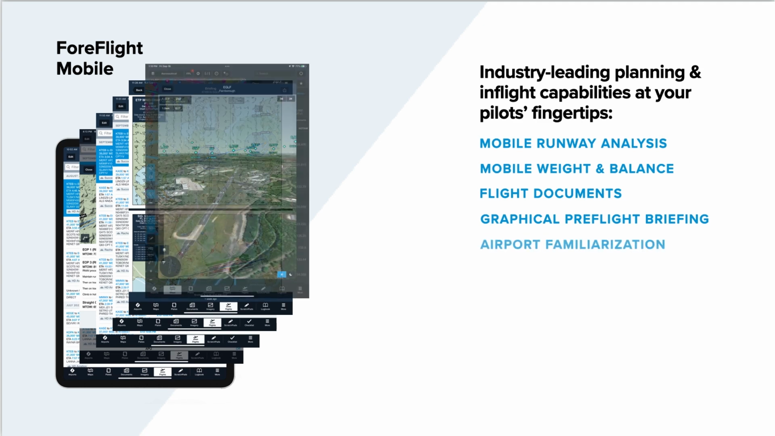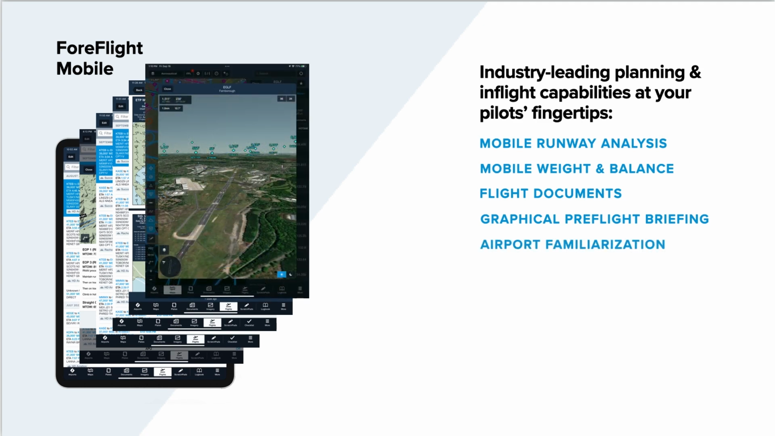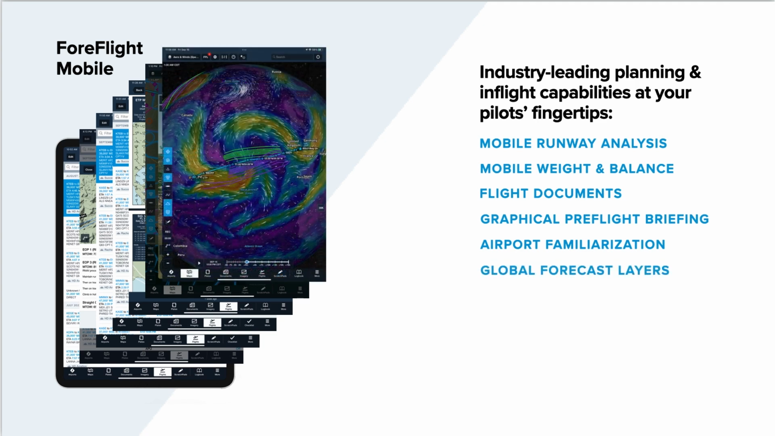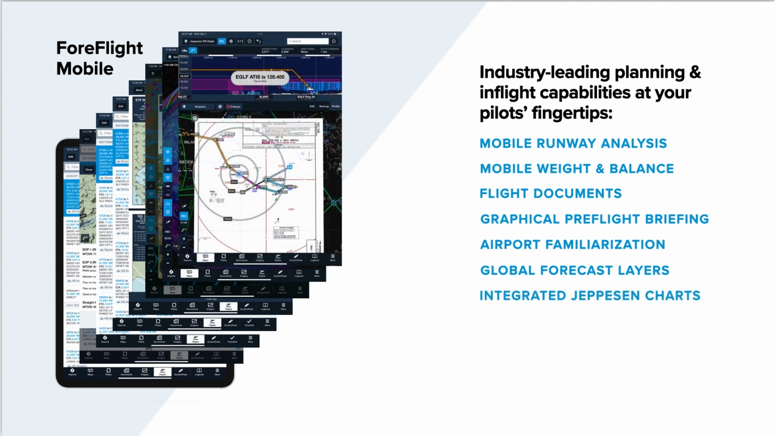You can familiarize yourself with the airport environment using our suite of 3D visualizations. We've got a decluttered map view with robust weather forecast overlays. Seen here, our dynamic winds aloft layer. And of course, best-in-class integrated global Jeppesen terminal procedure and en route charts.